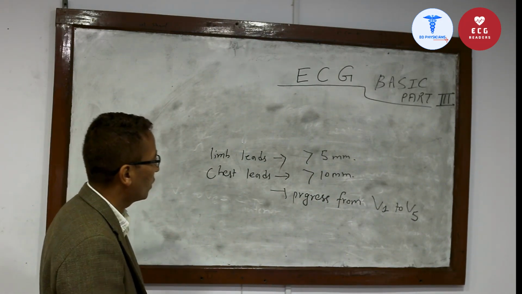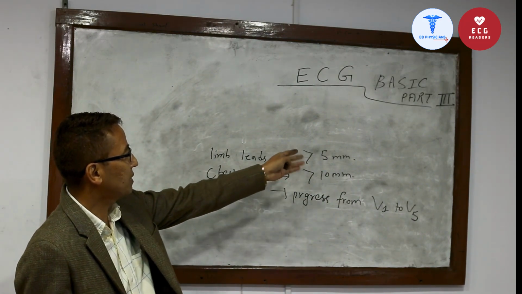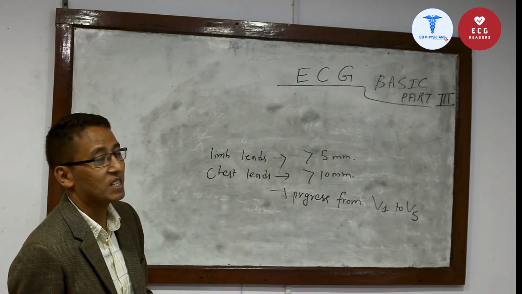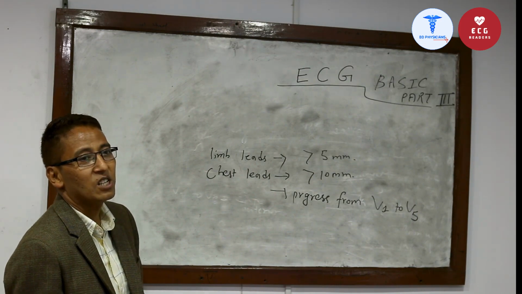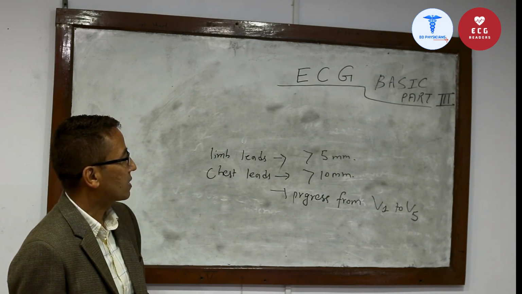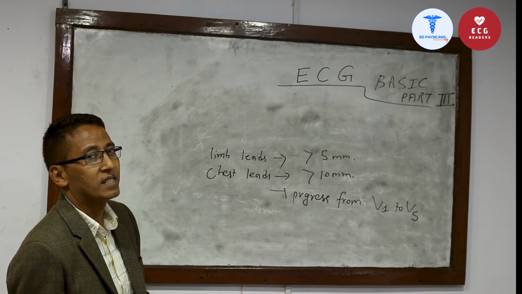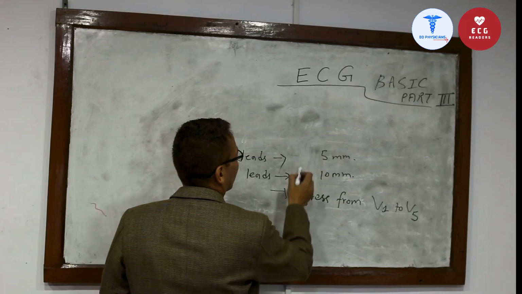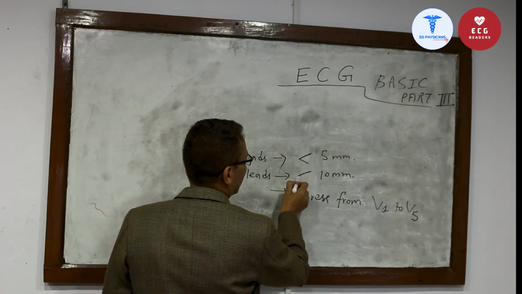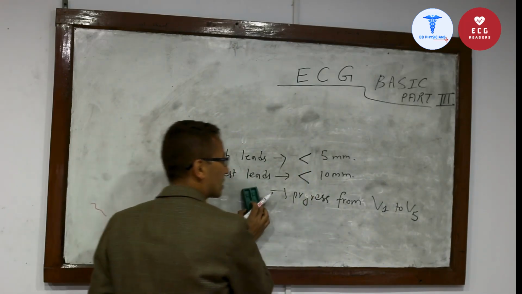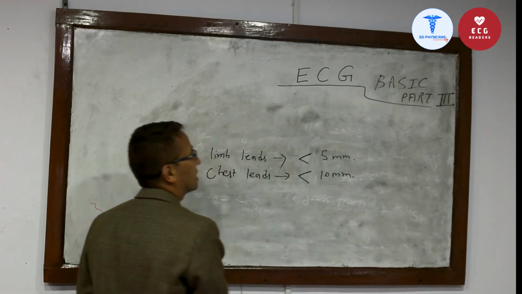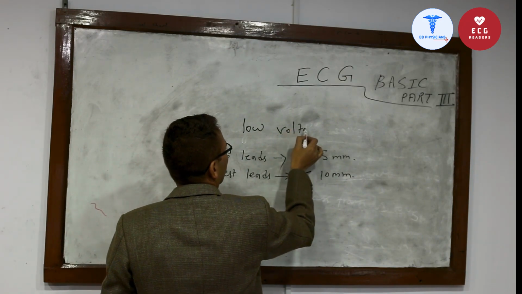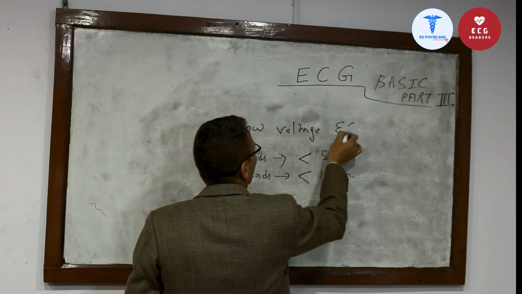Okay. So if it is less than 5 millimeter in the limb leads or less than 10 millimeter in the chest leads, this condition is called low voltage ECG. Low voltage ECG.